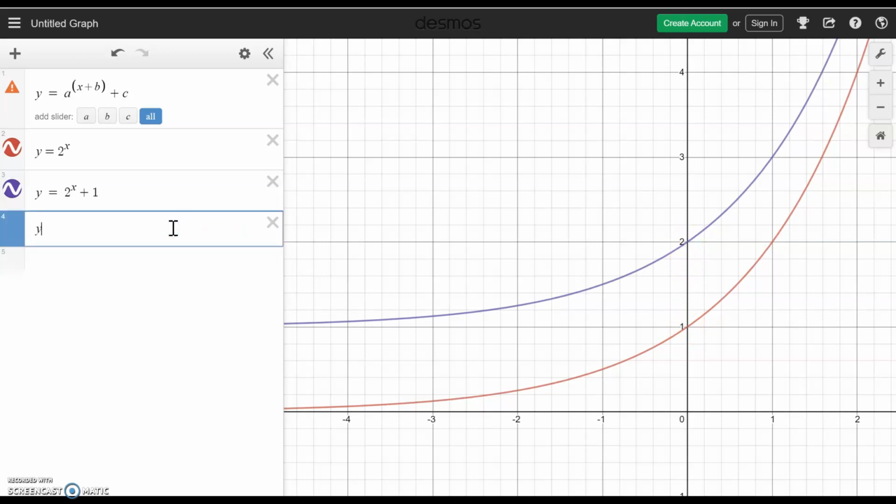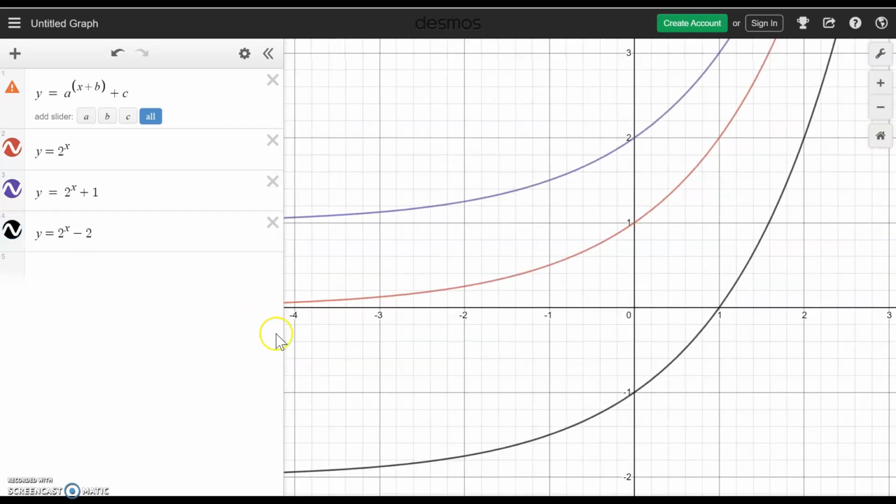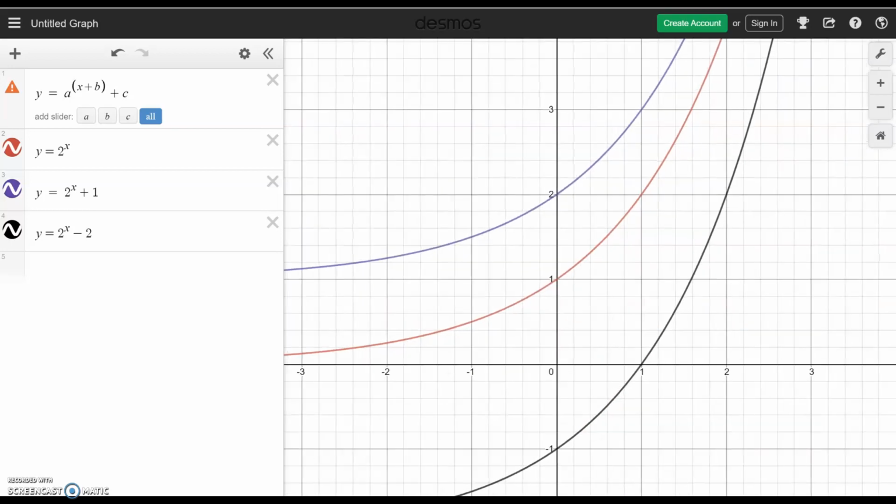And we could also move them down: 2 to the power of x minus 2. And we can see that's been moved down. So the asymptote has now been moved down to minus 2. And we moved 2 from our reference point of 1, so it's gone down 1, 2 to get to negative 1. So that's how we move our exponentials up and down.